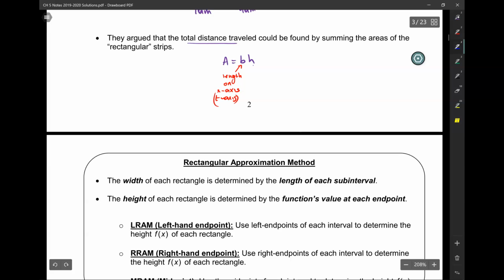And then what's the height? The height is the function, right? That's determined by the function. So its velocity in this problem. Oh my God, let me finish.